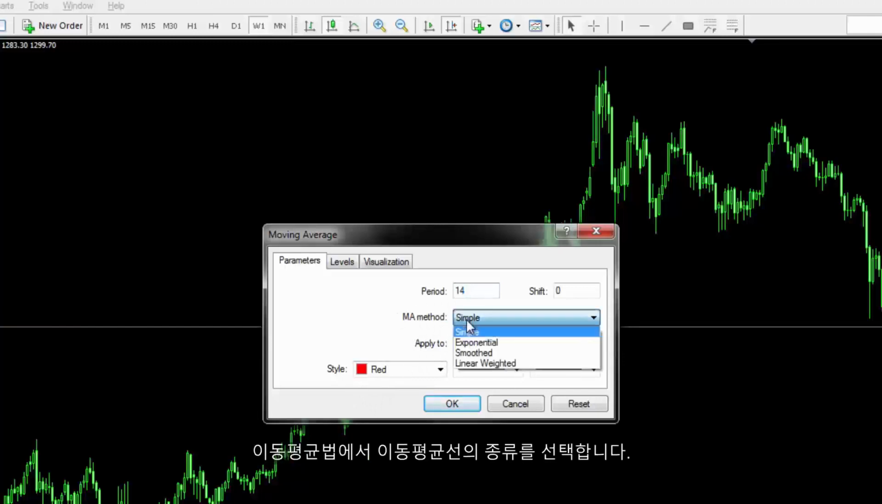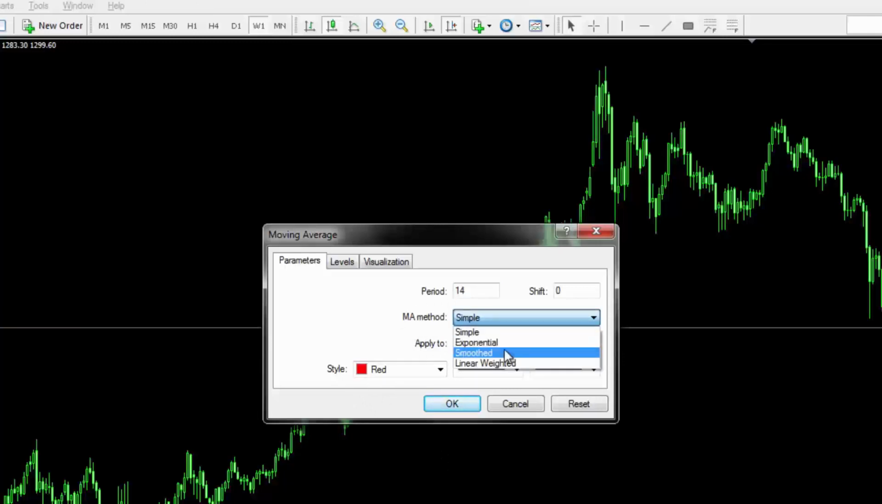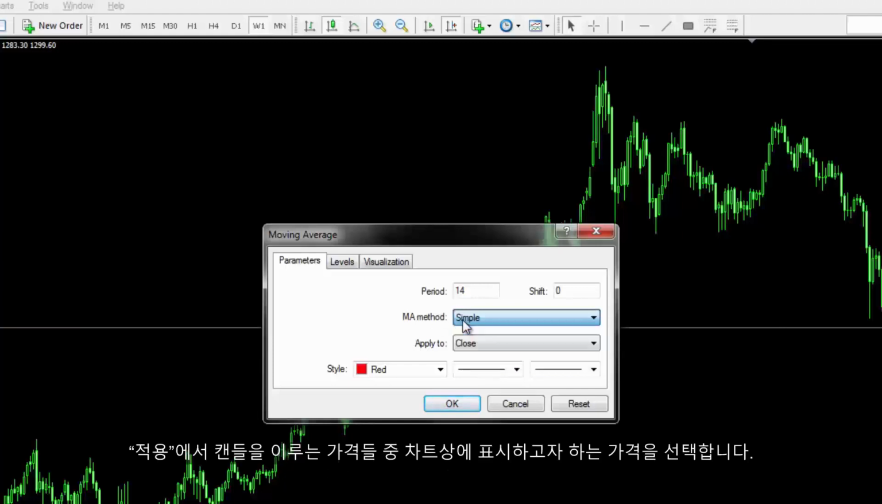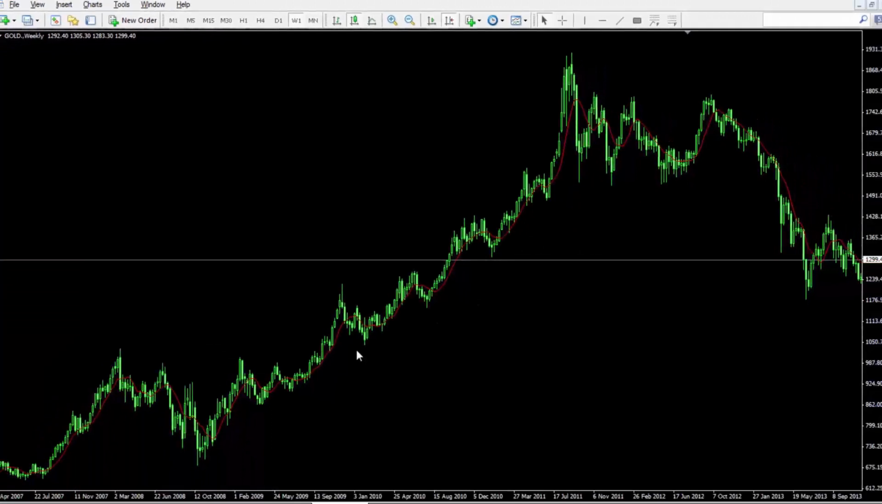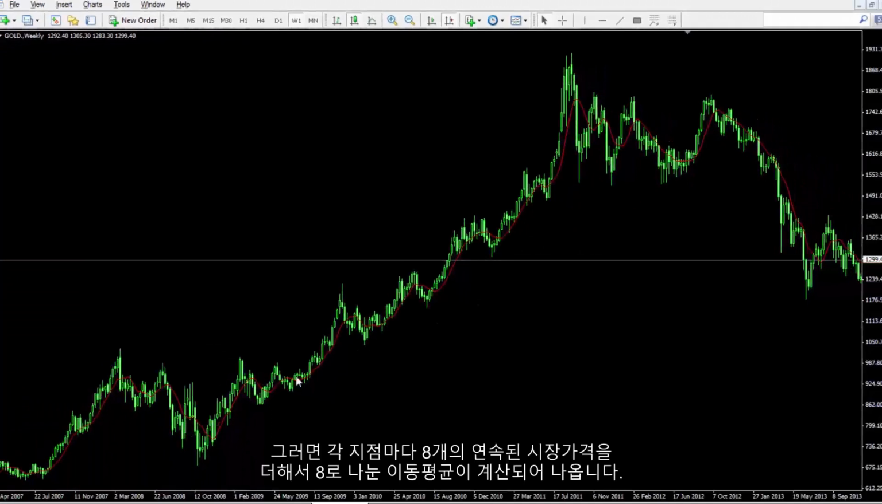A trader can determine the MA mode from the MA method. A trader can define the price inference spot of each candle by the Apply To option. For instance, a trader can place a simple moving average with a period amount of 8 and a red color. Each point of MA is calculated by the summation of 8 consecutive earlier market prices divided by 8.